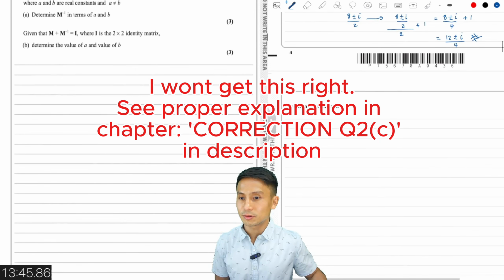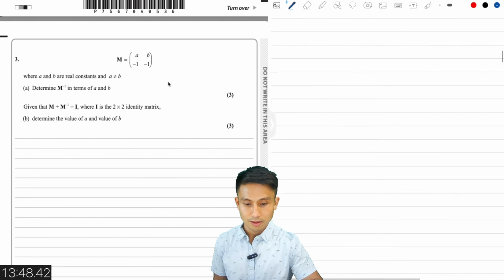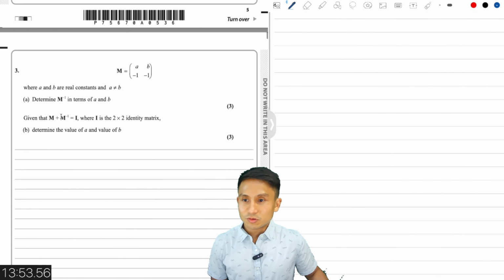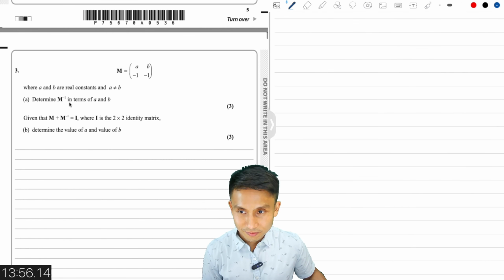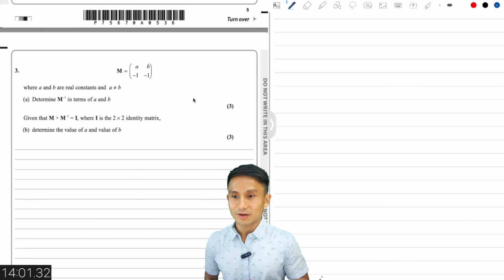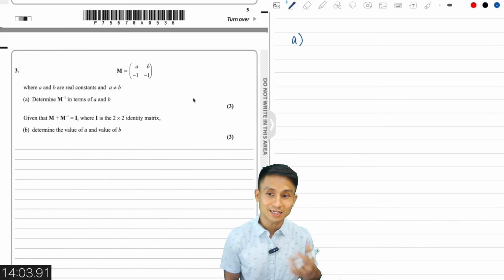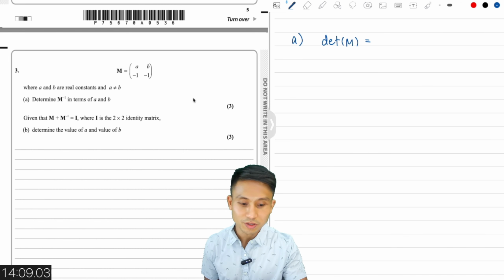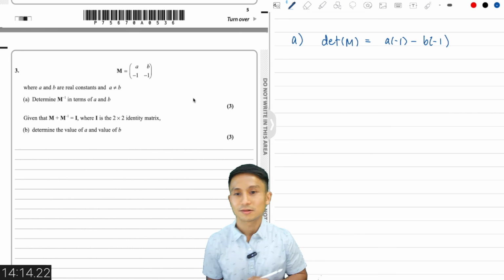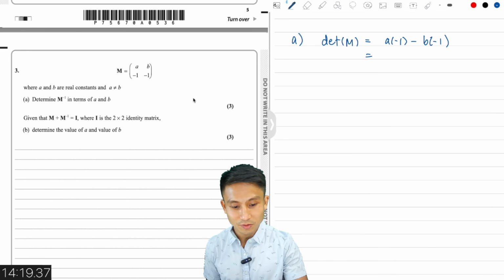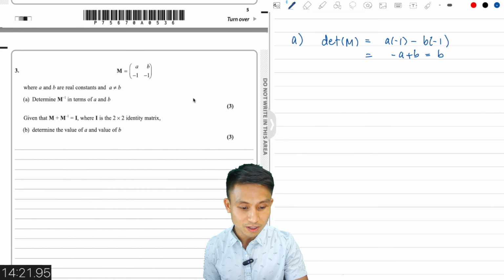All right, so number 3. Where a and b are real constants and a not equal to b, determine the inverse of M in terms of a and b. Okay, right. So the inverse of M in terms of a and b, well, for a 2 by 2 matrix is easy. So we find the determinant of M first. The determinant of M would just be a times minus 1 minus b times minus 1. All right, just cross down minus cross up, right? Yeah, that's normally the way to go. So this is minus a plus b or b minus a.